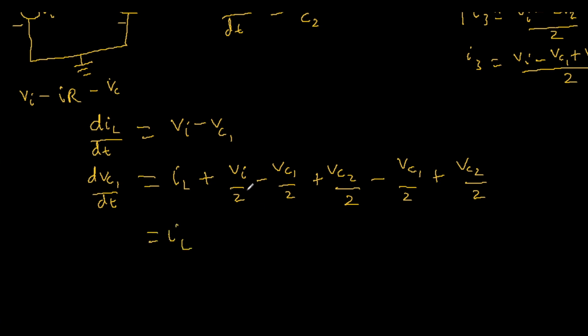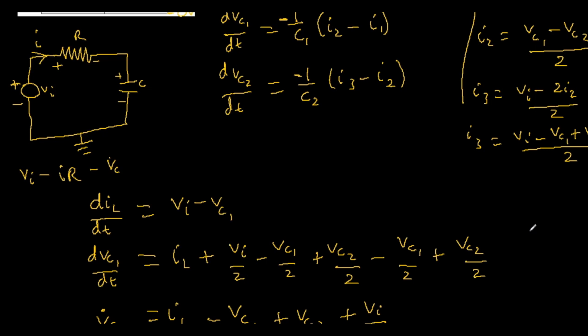I'll collect like terms. You have VI over 2, I'll put that last, minus VC1 plus VC2, then plus VI over 2. That's our second state equation, okay? So that's the expression for VC1 dot. Let's now go to the third equation.